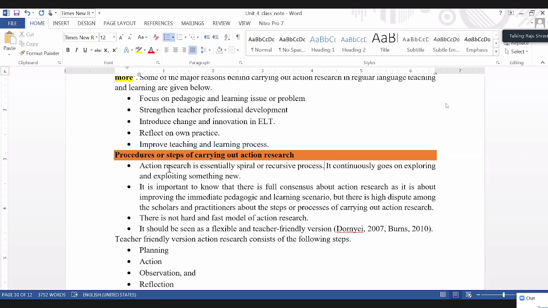If it is still not satisfactory, then again we go to the next planning, replanning, then again acting, again observing, again reflecting, and if not satisfactory, again we replan. We go like this. So this is called spiral process. It is called a spiral process rather than a linear process.